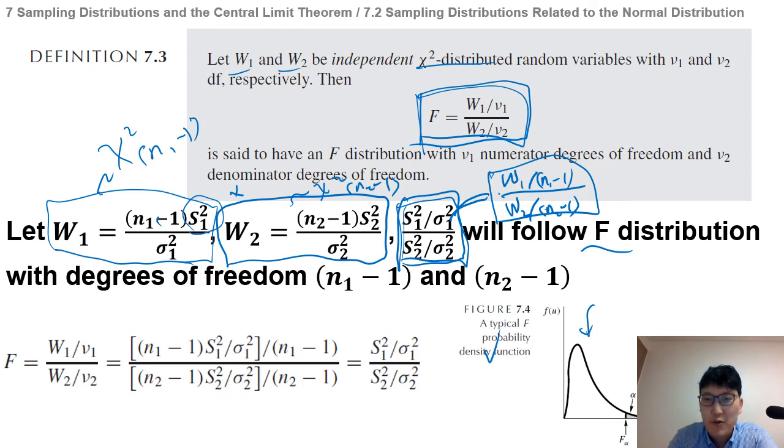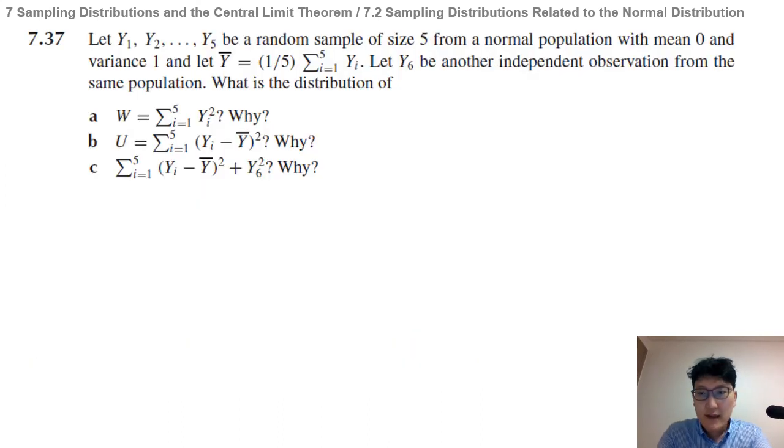And figure 7.4 describes the shape of the F probability distribution. Okay, let's try to solve exercise problem 7.37. Let y1 to y5 be a random sample of size 5 from a normal population with mean 0 and variance 1. Let y bar be the sample mean of the 5 samples, and let Y6 be another independent observation from the same population.